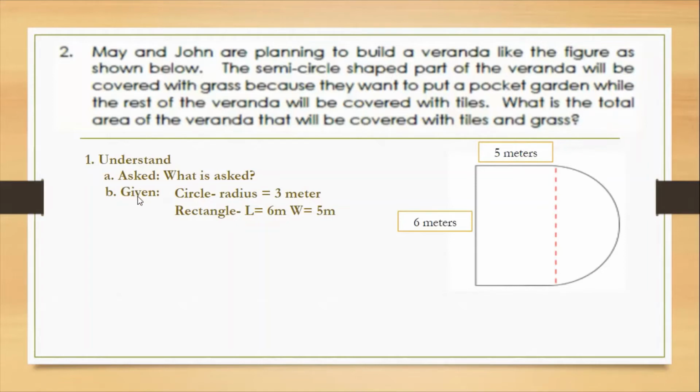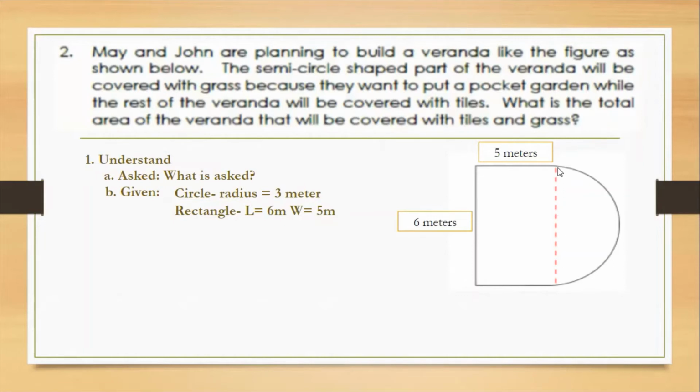For the given, we have the circle. We have two figures here. We have a semicircle and we have one rectangle. So for the radius of our circle, as you can see, this is the diameter. This is the diameter of our circle. And we know that when we say radius, it is half of the diameter.